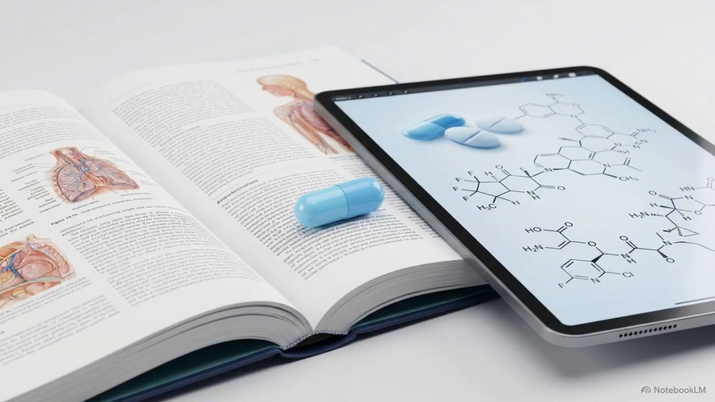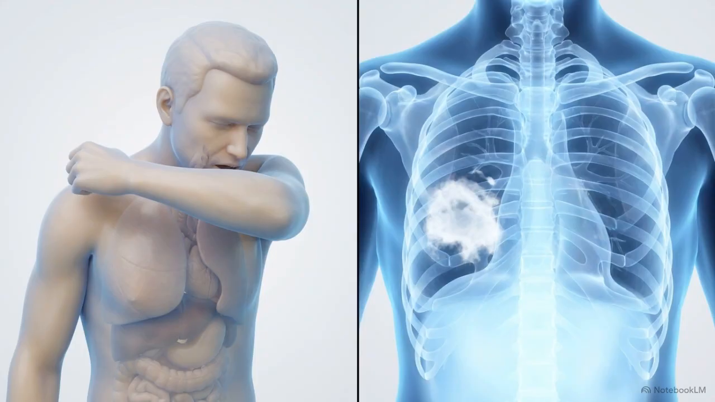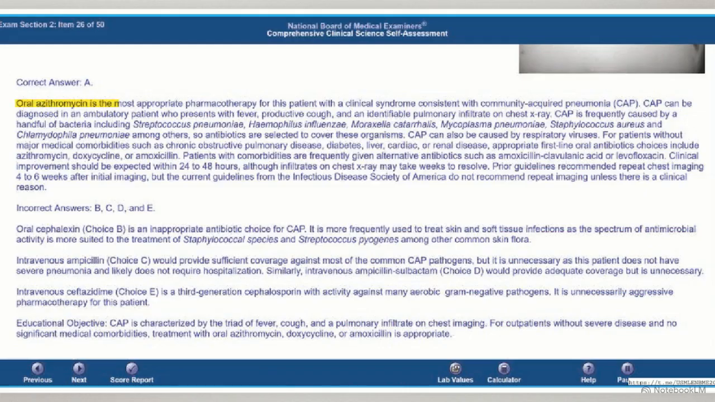Once the physical disposition is calculated, the score dictates the pharmacology. For the low-risk CAP patient safely sent home, the empiric outpatient treatment requires coverage for atypical organisms, using a macrolide or doxycycline. Consider a standard clinical vignette. An ambulatory patient presents with a fever, a productive cough, and a lobar infiltrate on an X-ray. They have normal vitals and no comorbidities. You must select the precise initial pharmacotherapy. The correct choice is oral azithromycin.